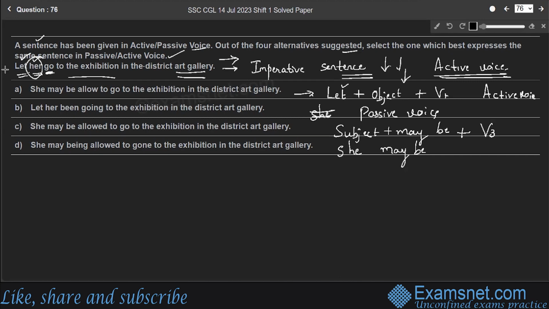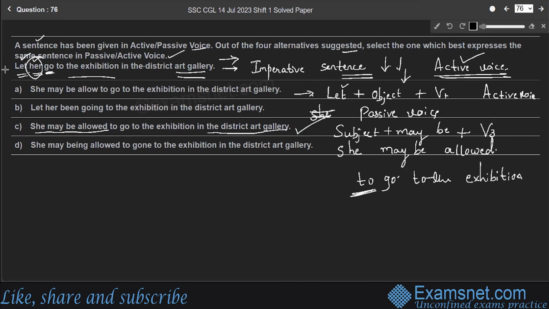It is a command. So in case of a command, the format will be she may be allowed. Here the proper verb is allowed. She may be allowed. The remaining things will be the same. So she may be allowed to go to. Here there is a preposition, right? So she may be allowed to go to the exhibition in the district art gallery. Therefore, the passive voice form of the given sentence is she may be allowed to go to the exhibition in the district art gallery. Option C is the right answer.